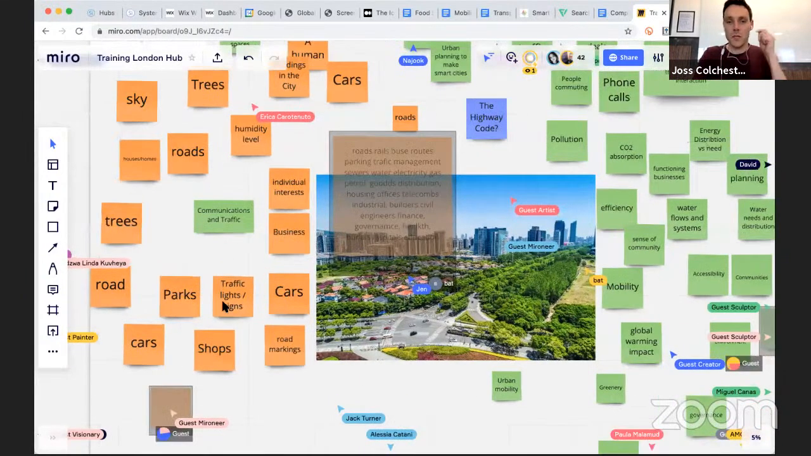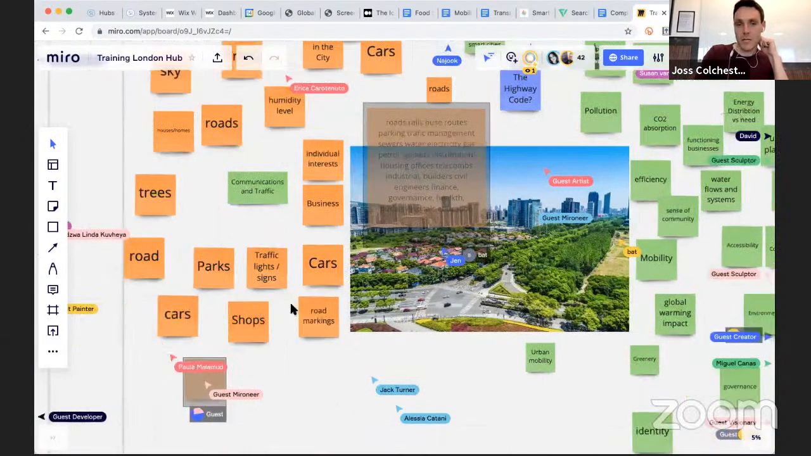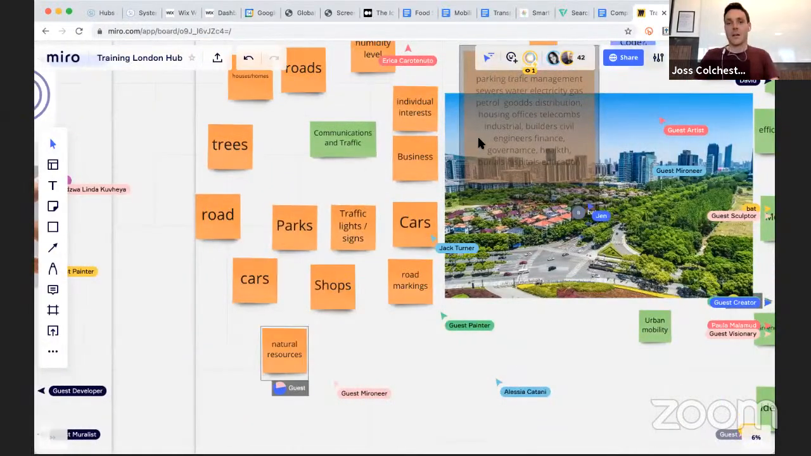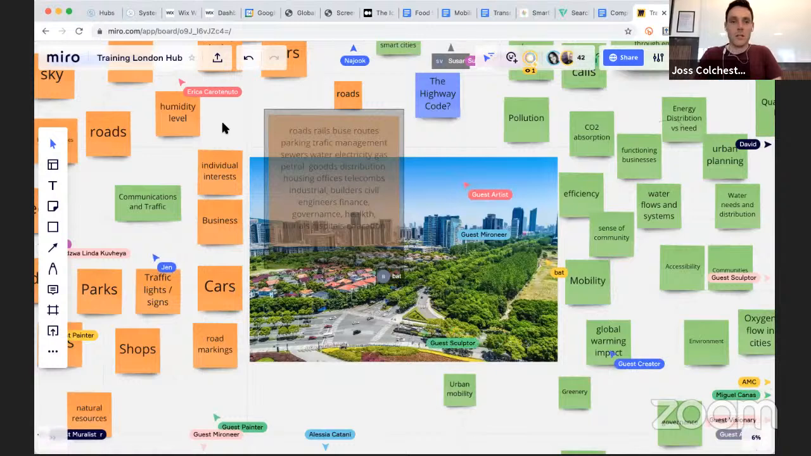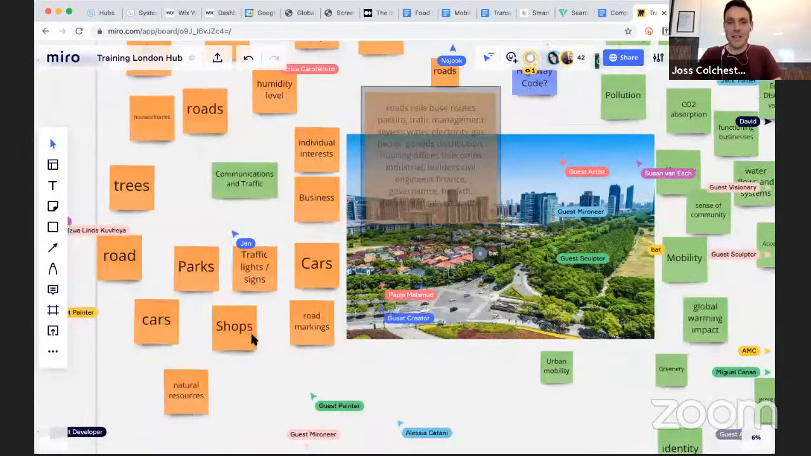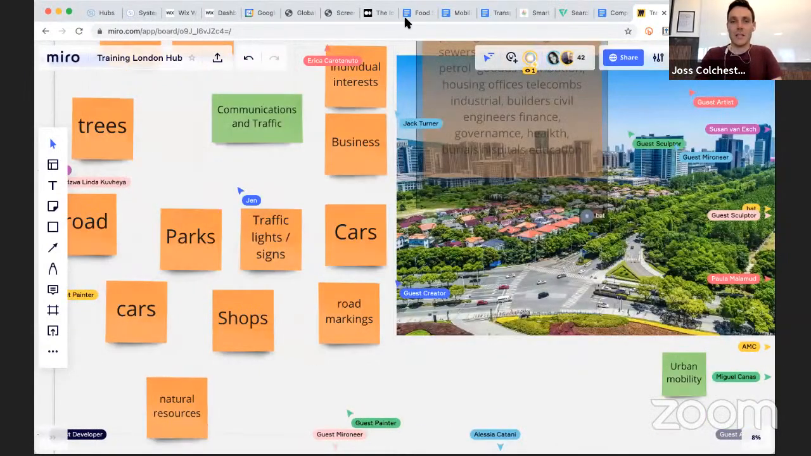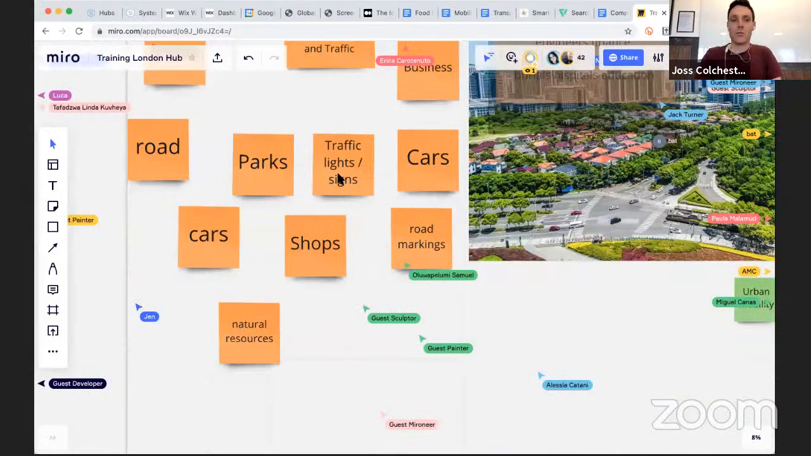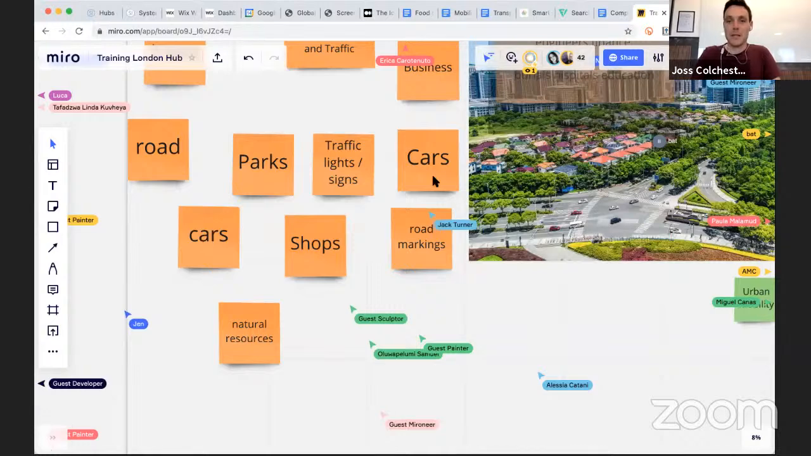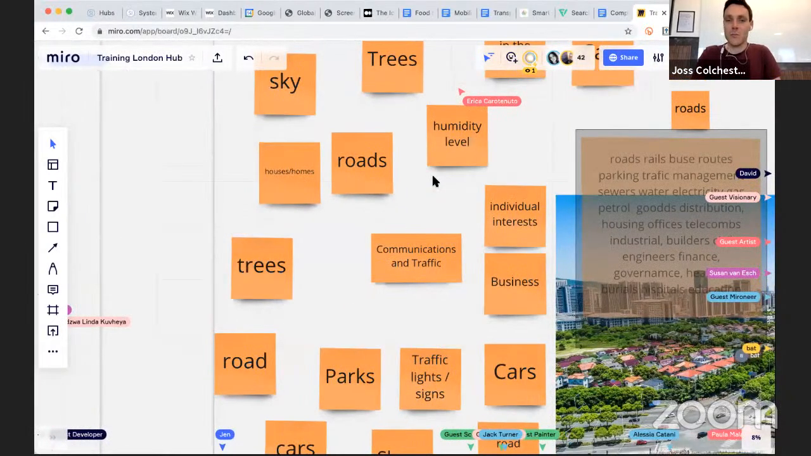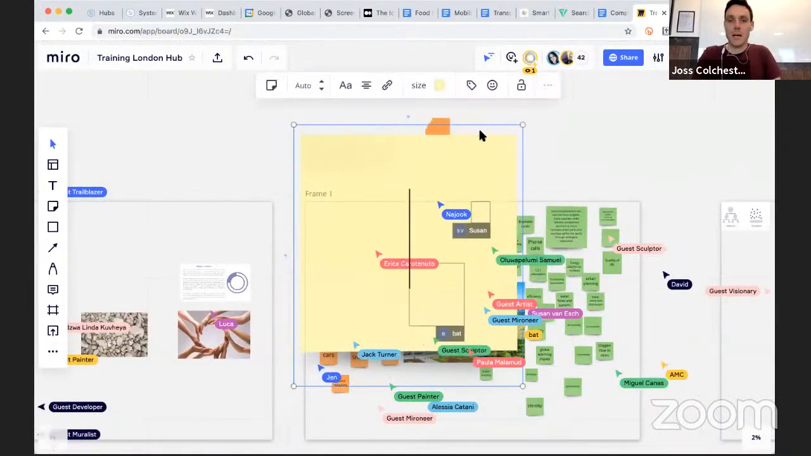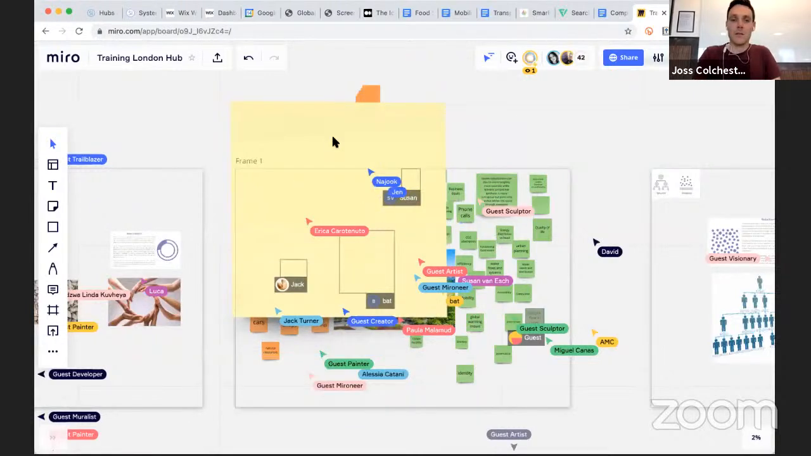Okay, can we reduce our stickies down to an appropriate level, please? So the reductionist ones, looking at this city from the perspective of a reductionist approach on the left here: cars, shops, parks, cars. So we're talking about individual things: road markings, natural resources, roads, businesses, individual interests, humidity level. Yeah, it's just a pile of parts. Let me get rid of that.